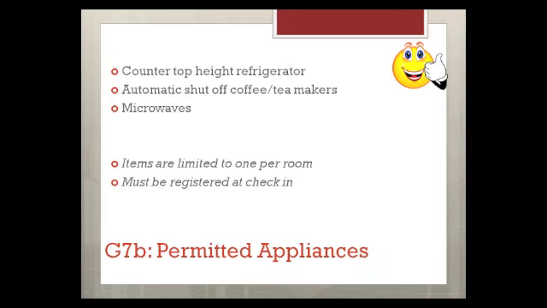Permitted items include countertop height refrigerators, automatic shutoff coffee or tea makers, and microwaves. However, these items are limited to one per room and should be registered at check-in.